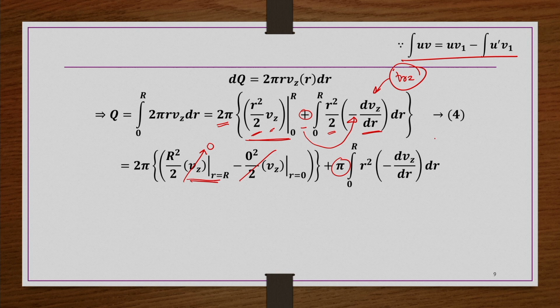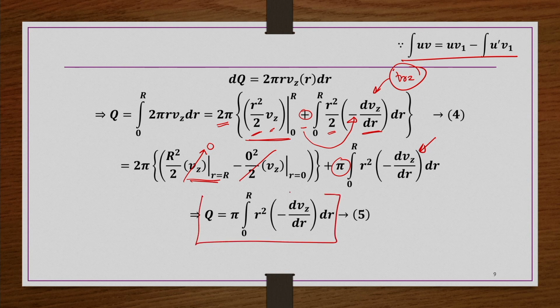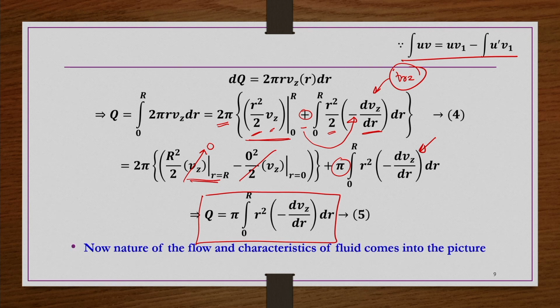We do not know what dVz by dr is as of now, so we cannot substitute the 0 and r values here, and indeed we do not want to substitute. So, what you get is Q equals this expression. Now, the nature of flow and the characteristics of the fluid come into the picture from this point onwards. If the nature of the fluid is changing, then obviously the shear rate is going to change, and the velocity profile is going to change.